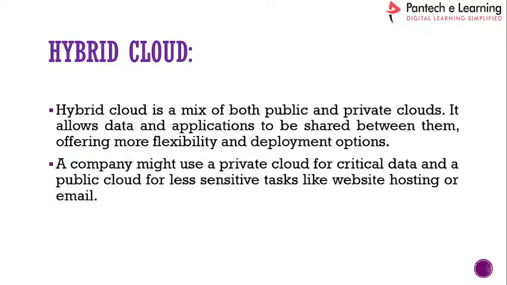The third one is the hybrid cloud. This consists of the functionalities of both public and private cloud. It is a mix of both public and private clouds. It allows data and applications to be shared between them, offering more flexibility and deployment options. A company might use a private cloud for critical data and a public cloud for less sensitive tasks like website hosting or email. For example, federal agencies opt for private clouds when sensitive information is involved. They also use public cloud to share data sets with the general public or with other government departments.